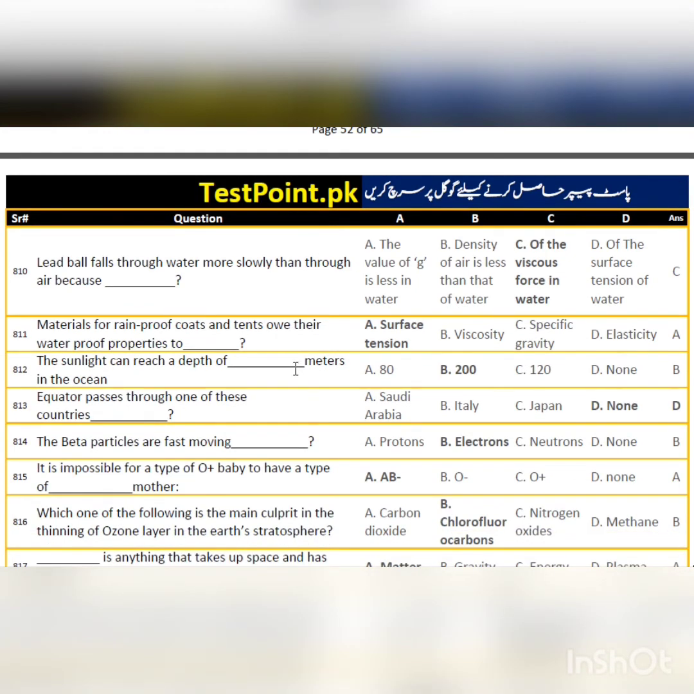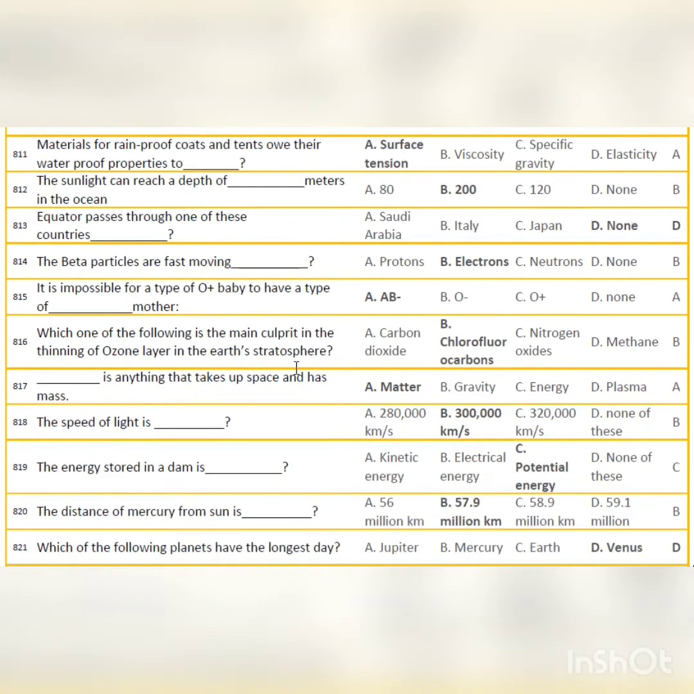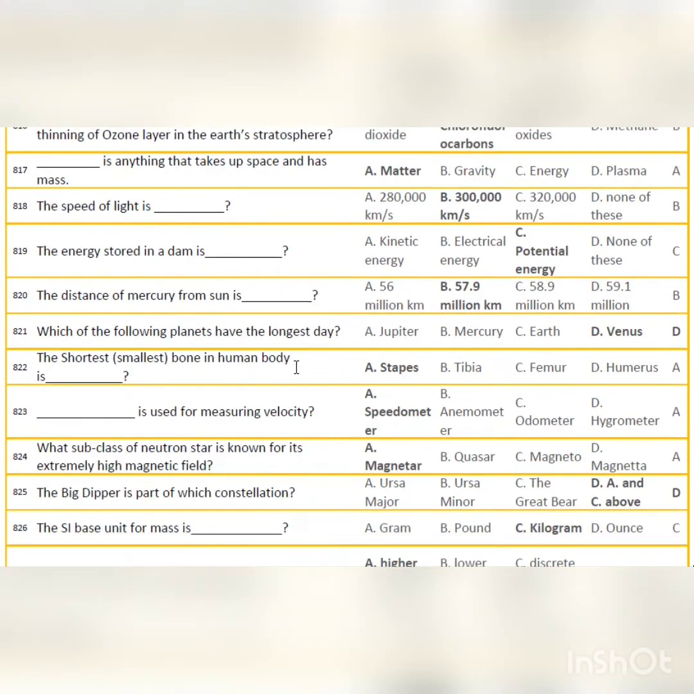Which of the following atmosphere layers helps in radio communication? A. Troposphere, B. Ionosphere, C. Thermosphere, D. Stratosphere. Answer is the B. Ionosphere.